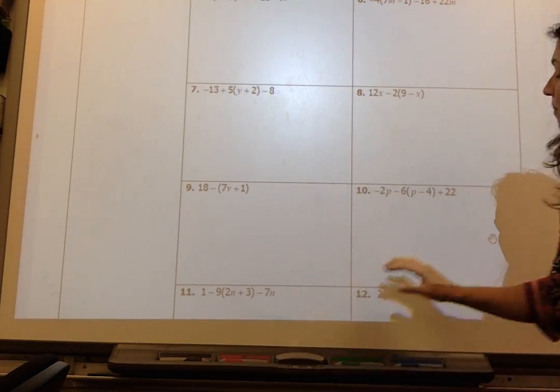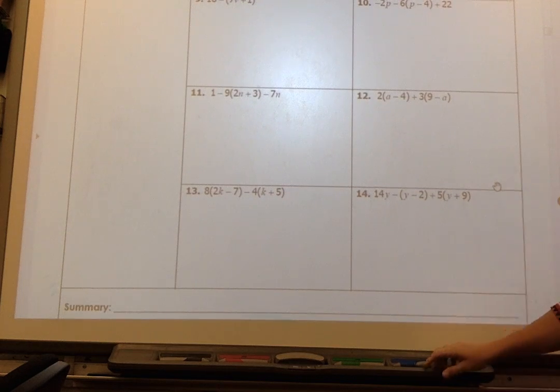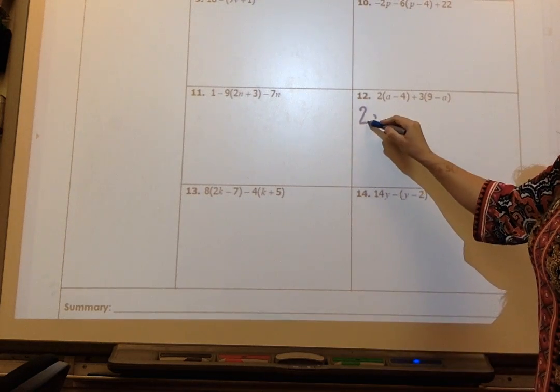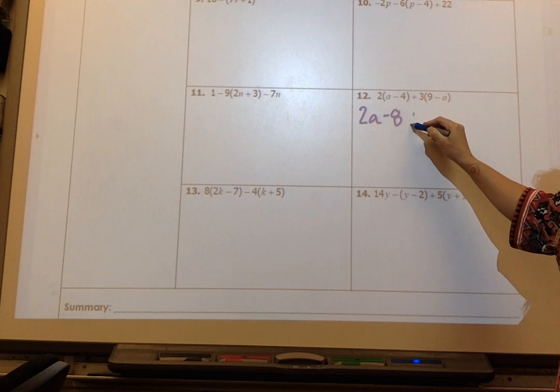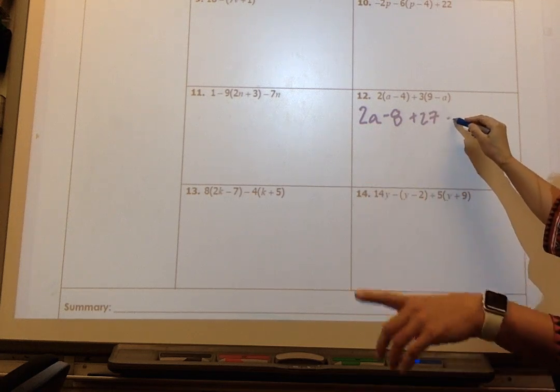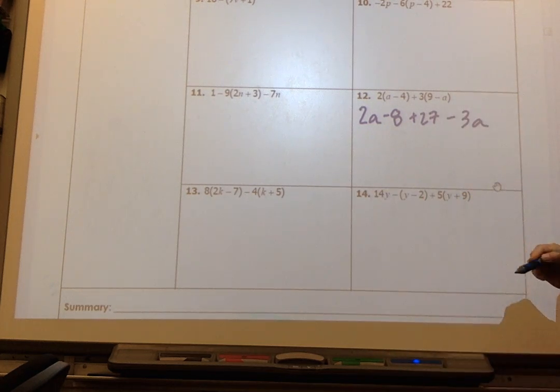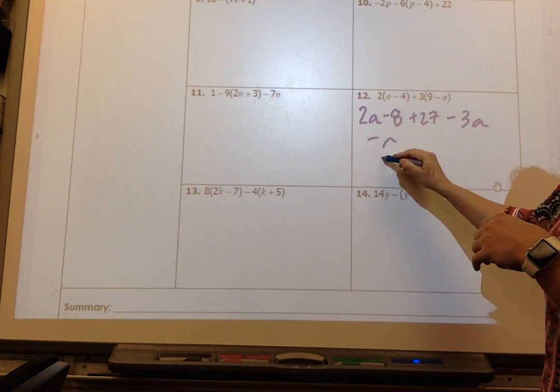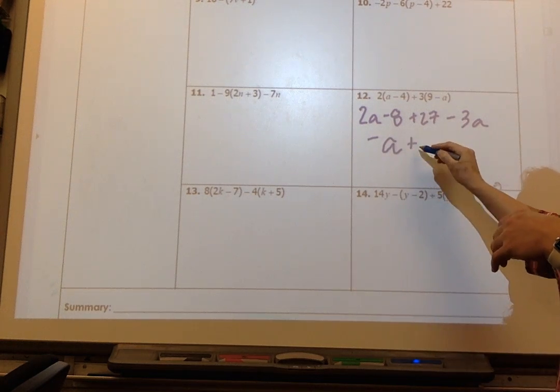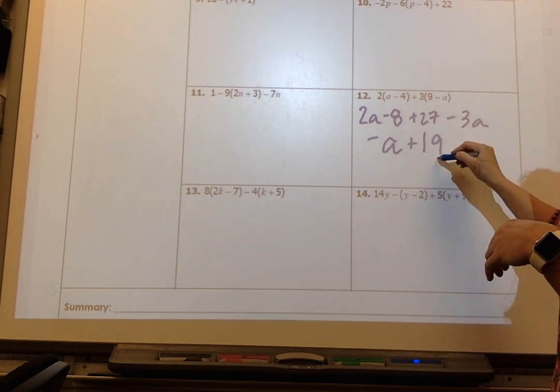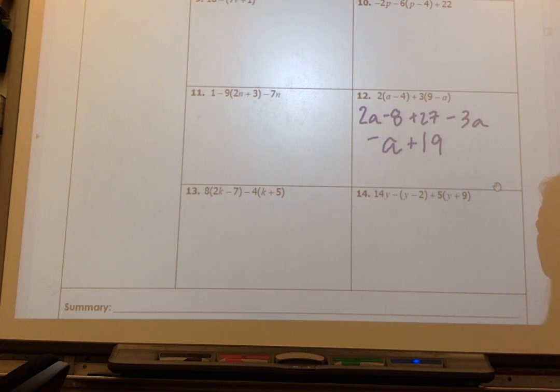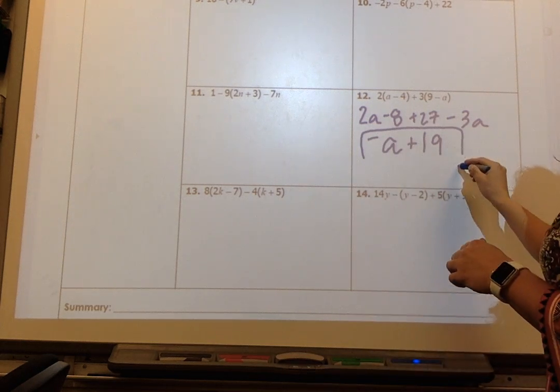All right. So let's look at numbers 12 and 14. So I'm going to distribute 2a minus 8 plus 27 minus 3a. When I combine my like terms, I get negative a plus 19. And then I'm going to box my answer.